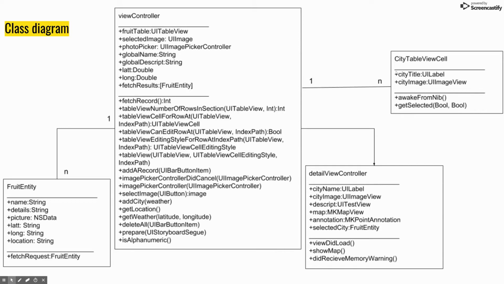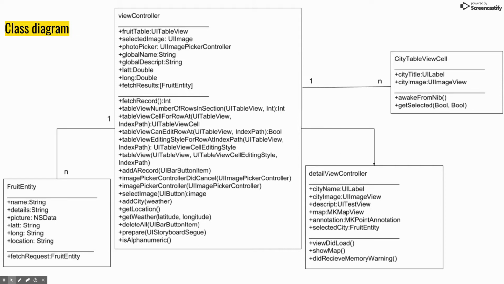The city table view cell, which is displayed on the table view on the main page, holds the city title, which is the title of the location, and the city image, which is the image associated with the location. It also has a get selected function that allows us to know whether or not it was selected.